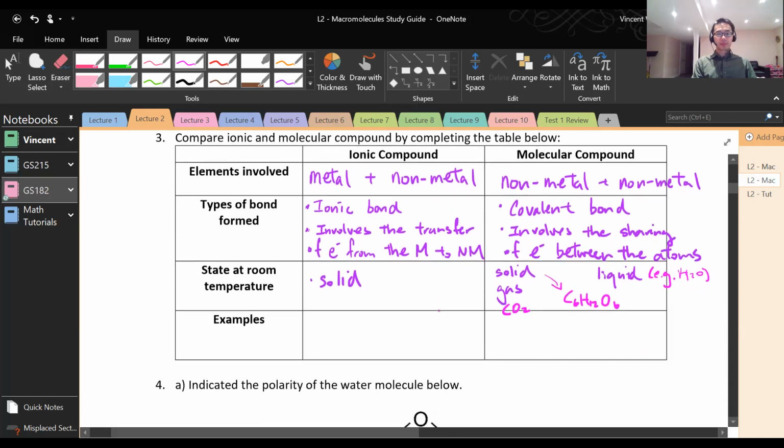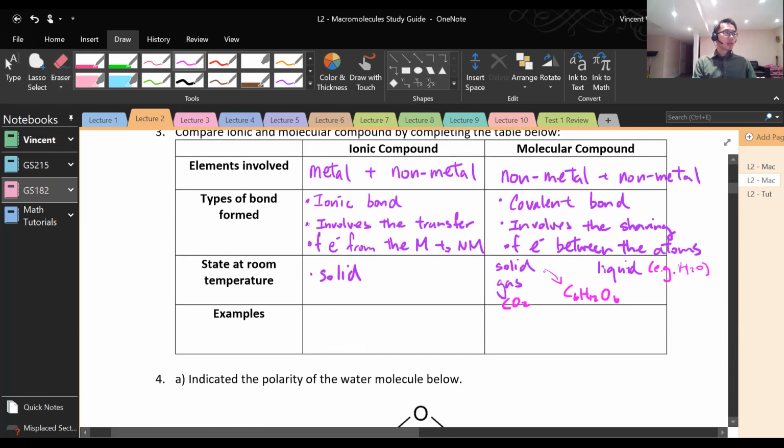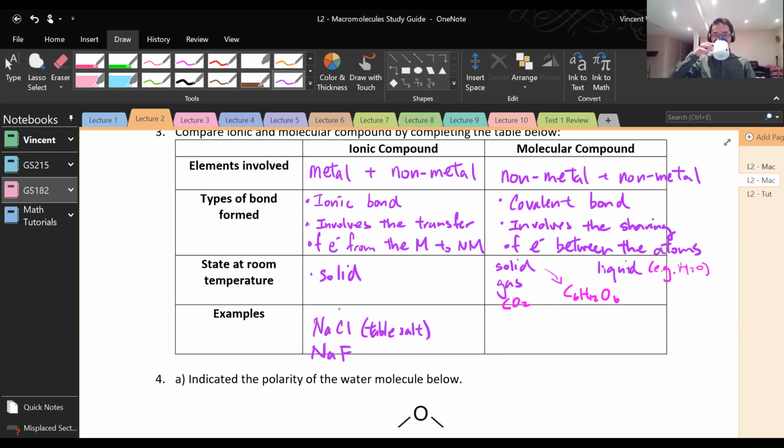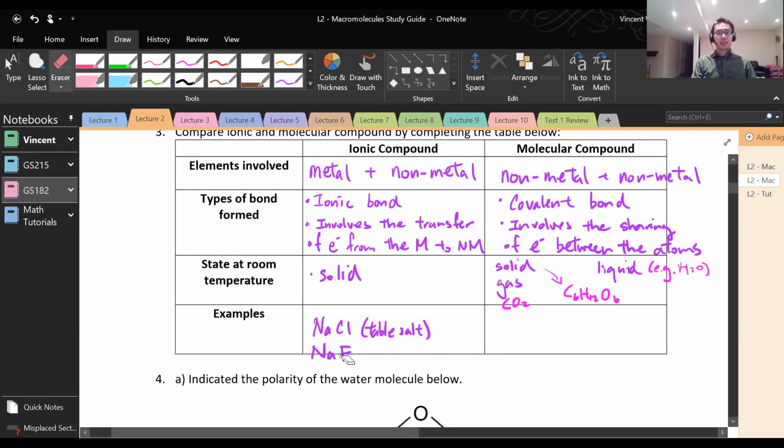Okay, so examples, I already gave you a bunch. But here, NaCl, right? Table salt. And then another one is NaF. Anybody know where we find NaF? Probably used it this morning. I hope you did. No? This one is found in toothpaste. That's right, Tyler. Very good.